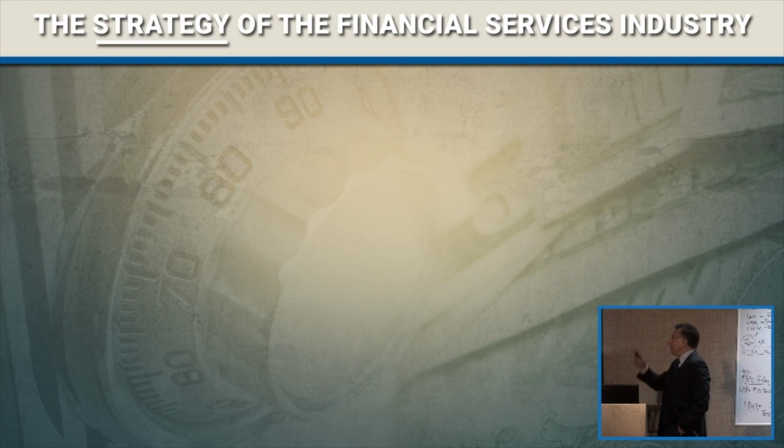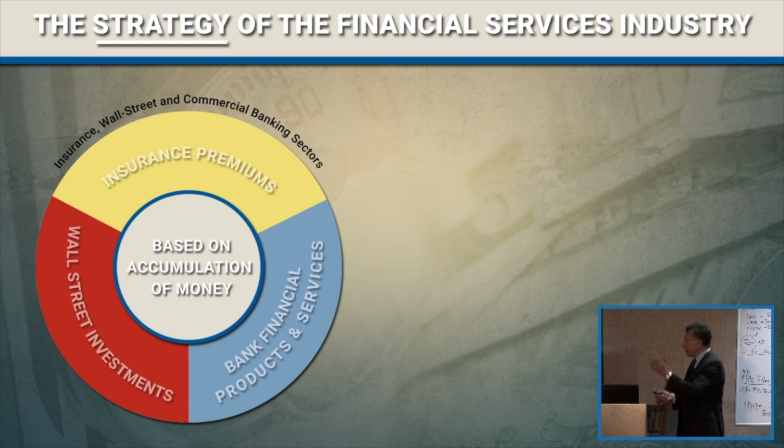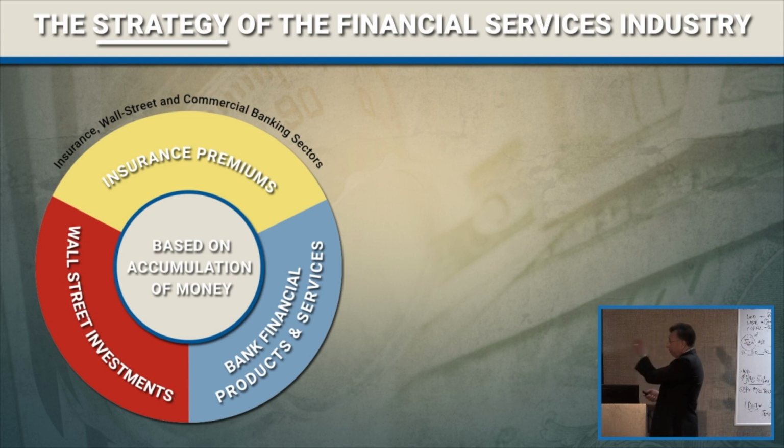Now, the strategy of the entire financial services industry, I think, is completely warped. I mean that because it's based on the accumulation of money principle, like I showed you in Investor A and Investor B. So this includes all three of the big sectors out there: insurance, Wall Street, and commercial banks. I'm eliminating or pulling out of there the mutual holding companies, and then they work for the policyholders.